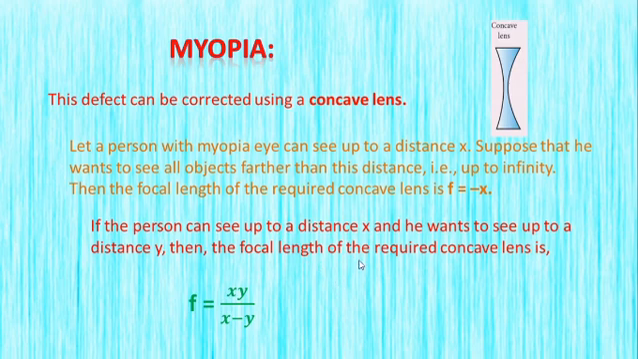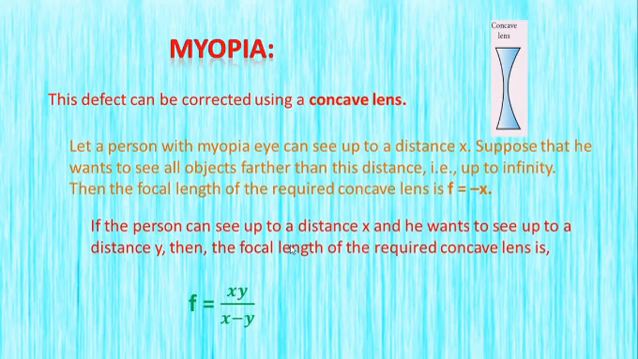For example, x equal to 30 meter, but the person sees up to a distance of 80 meter, which means we can change the focal length of the eye lens. So up to infinity, what is the formula to calculate the focal length? F equal to xy divided by x minus y. The focal length of the required concave lens is f equal to minus x.